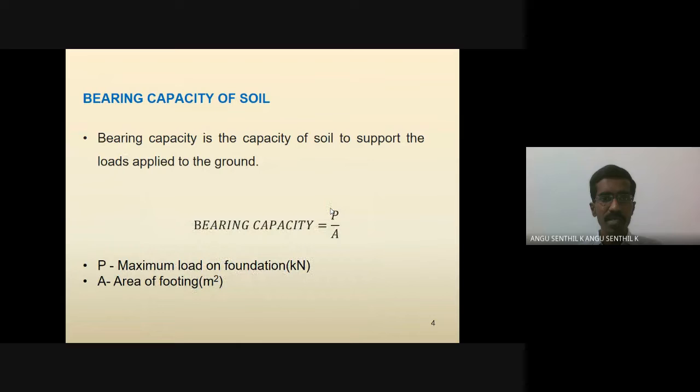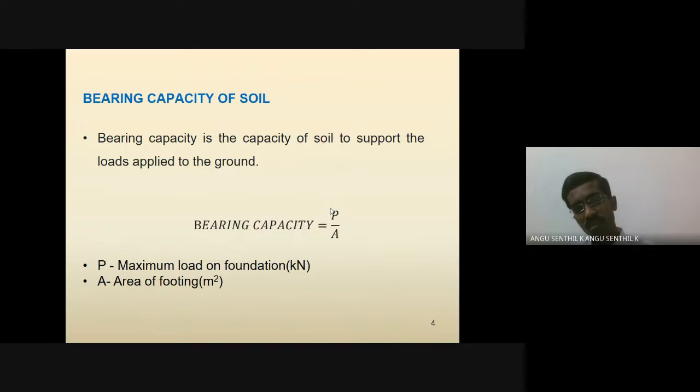Then, bearing capacity of soil. It is a very important parameter considered in the design of foundations. It is the capacity of soil to support the loads applied to the ground. Bearing capacity is given by load by area: maximum load on foundation divided by area of footing.